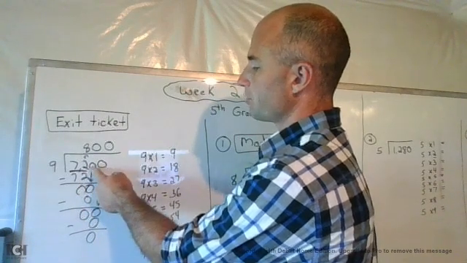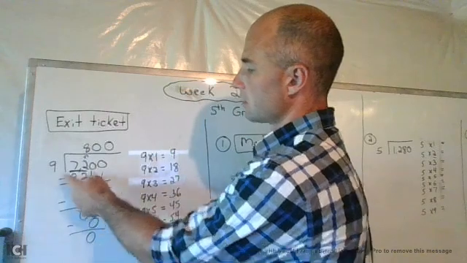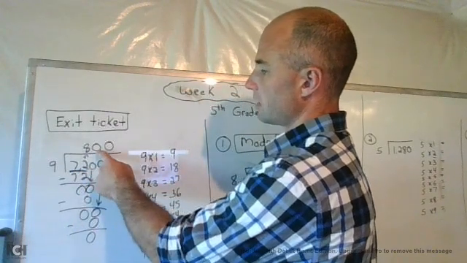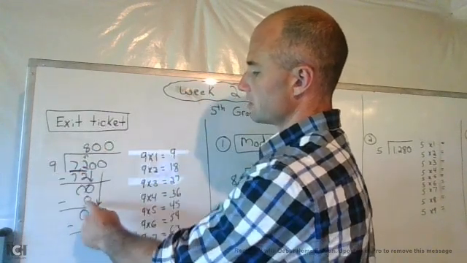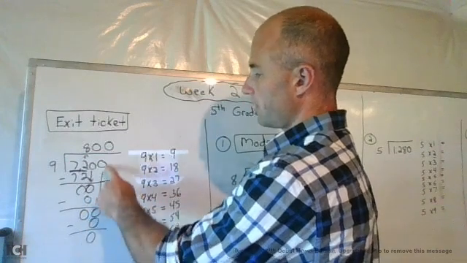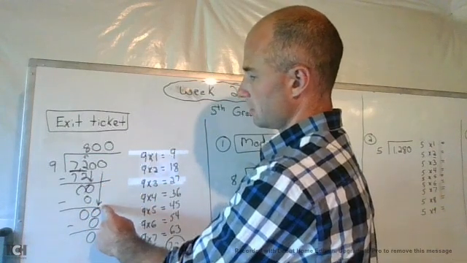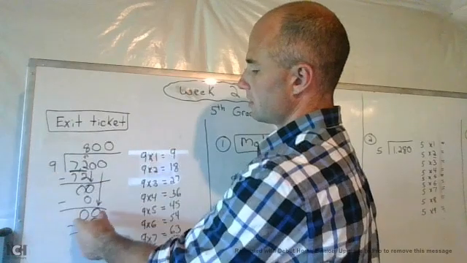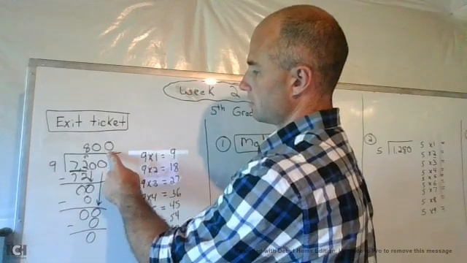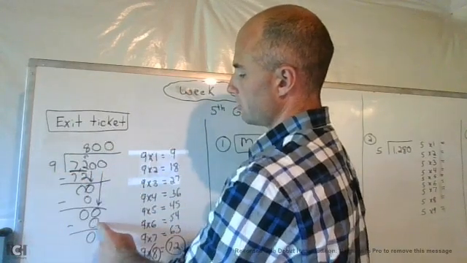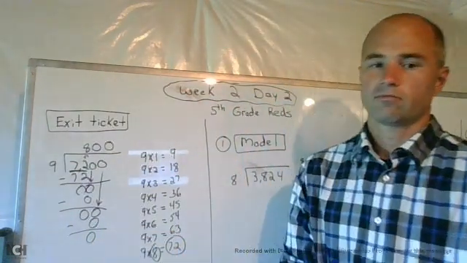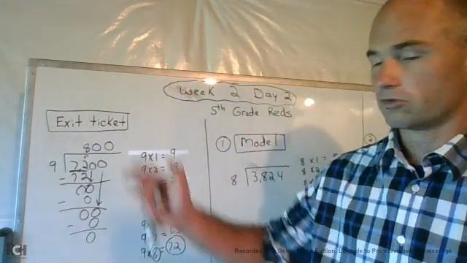So I bring down this 0. 9 goes into 0, 0 times. 0 times 9 equals 0. Bring down this 0. 9 goes into 0, 0 times. 0 times 9 equals 0. I subtract to get 0, which gives me the 800.